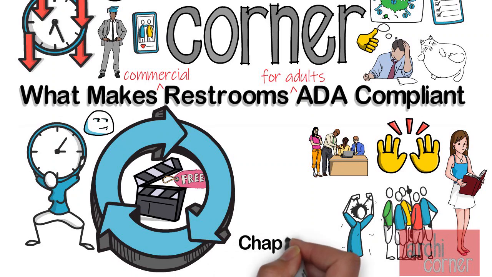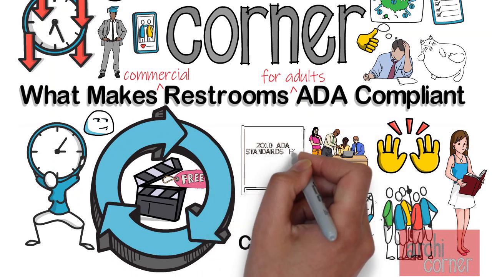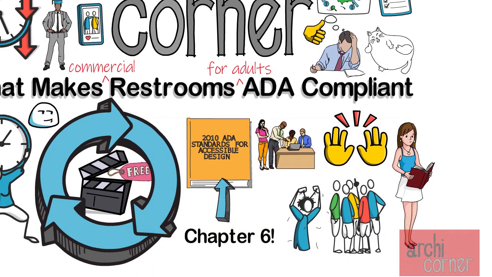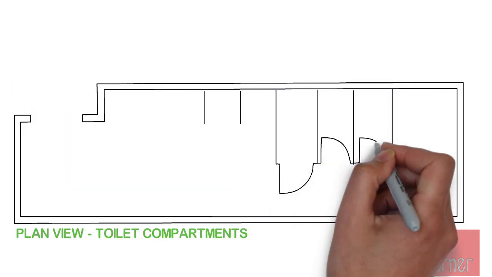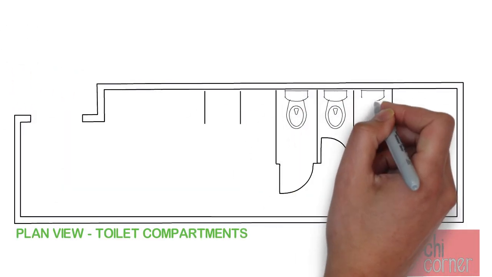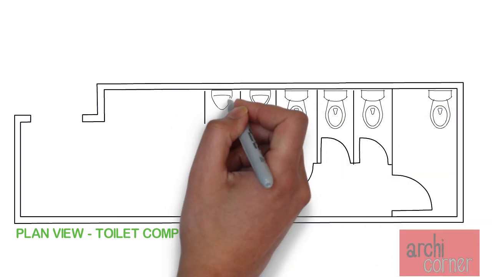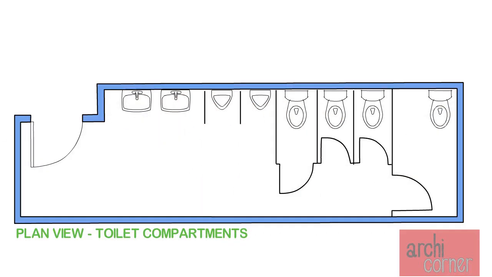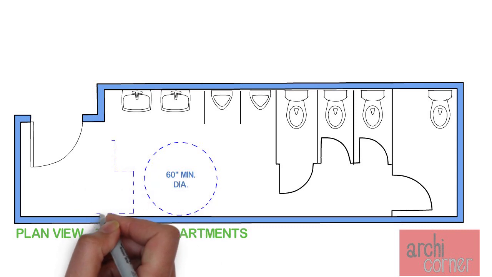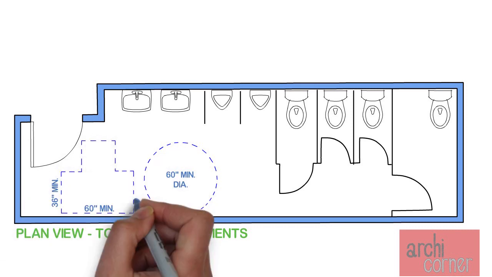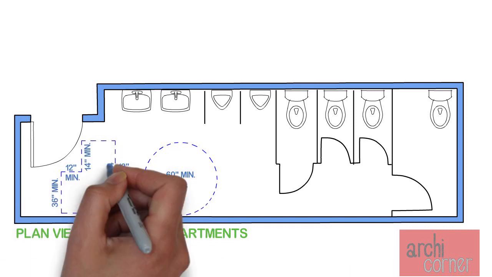Restrooms are mostly covered by Chapter 6 of the 2010 ADA standards. It all starts inside a toilet room, including multi-fixture facilities, as you can see drawn here. These are required to have a turning space in the bathroom. This can be provided by either having a 60-inch minimum diameter circle within the room or a T-shaped space with the minimum dimensions you see drawn here.